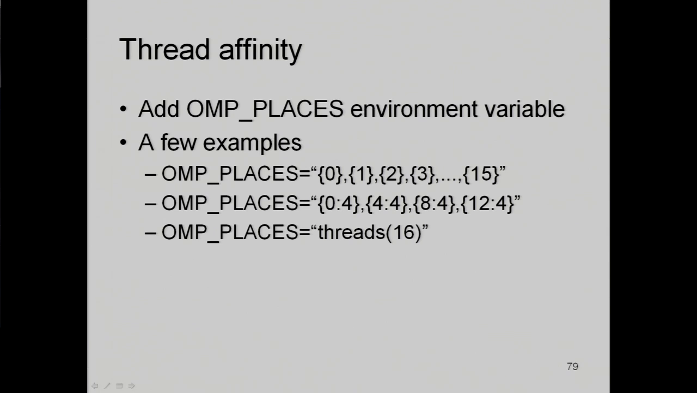So for example, you have 16 again. You want to group the first 4 in one place, and then the next 4 in another place, and the next 4 in another place. This is how you express it. So on the same 16 processors, I want to just treat this, okay, this is 16 spreads. That means 16 different places. So the OpenMP places syntax is very flexible. You can take a look at the spec; you can express it as a thread, as a socket, and also as a processor, I think.